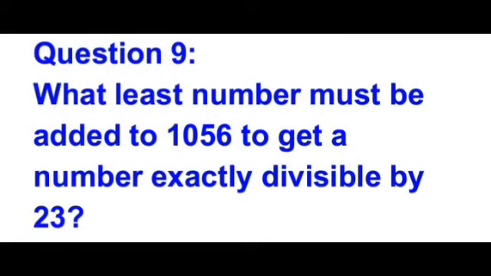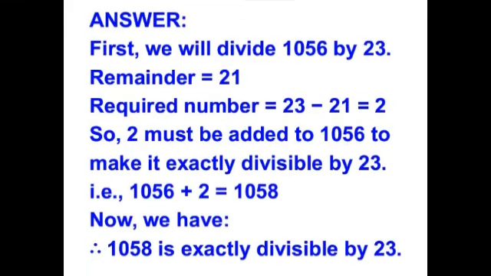What least number must be added to 1056 to get a number exactly divisible by 23? In this question again we have to divide. So divide it first by yourself. We divide, we get the remainder 21. When we subtract 21 from 23, we get 2. That means 2 must be added to 1056 to make it exactly divisible by 23. When we add 1056 plus 2, we get the answer 1058. So 1058 is exactly divisible by 23. You can check your answer by yourself also.